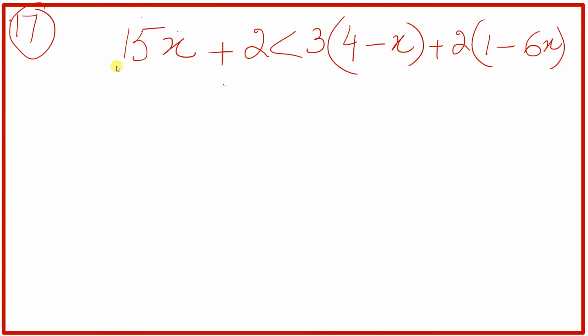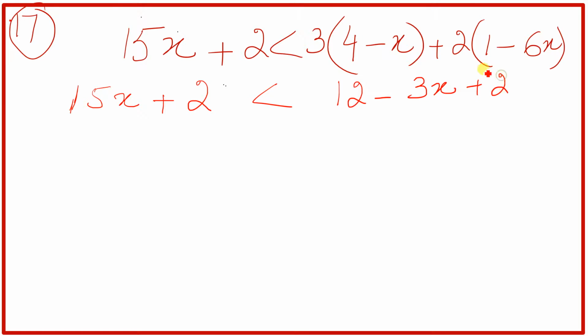So see, on the left hand side we have 15x plus 2 and there is no parenthesis. It means 15x plus 2 will remain the same in the first step. Here we have to multiply or open these two parentheses: 3 times 4 is 12, minus 3x, plus 2 times negative 6x, which is negative 12x.